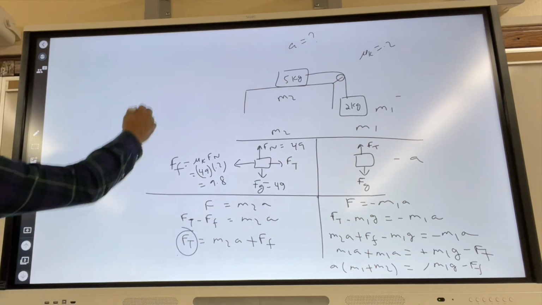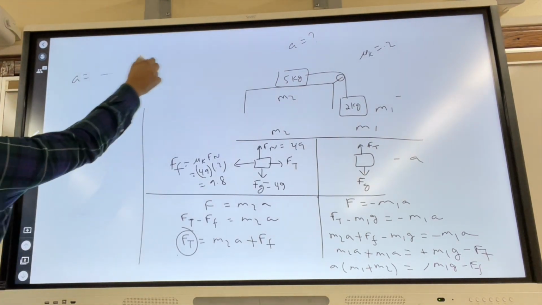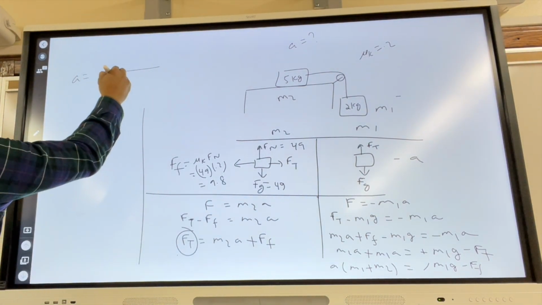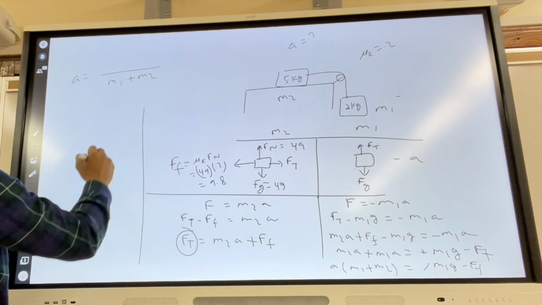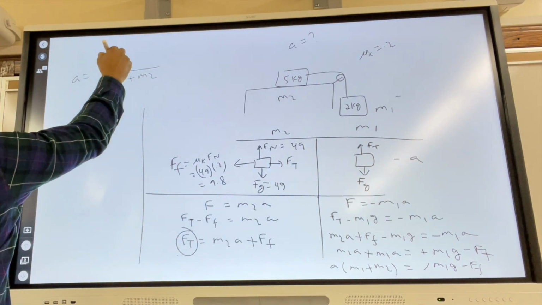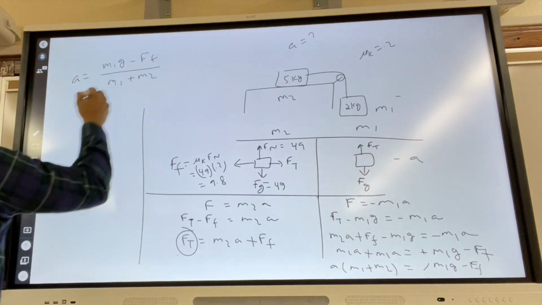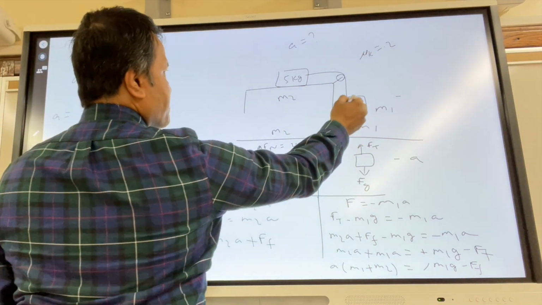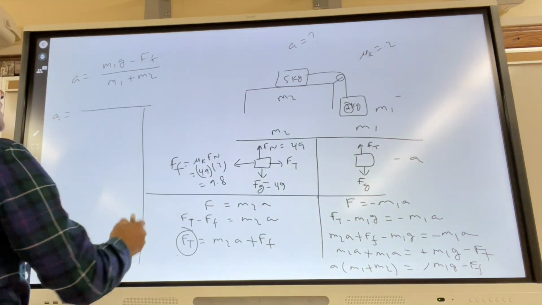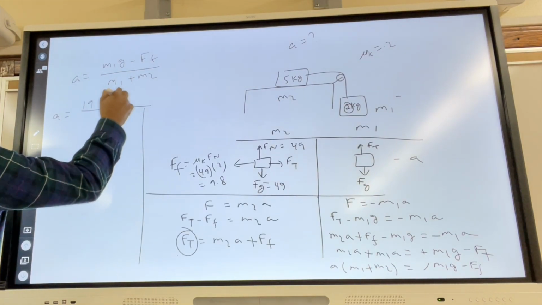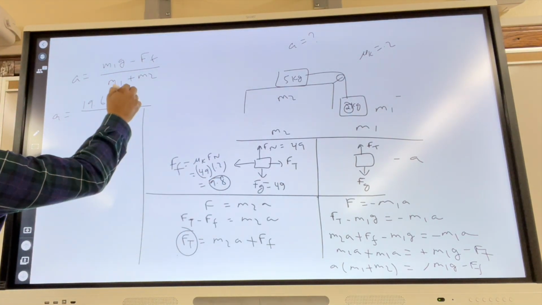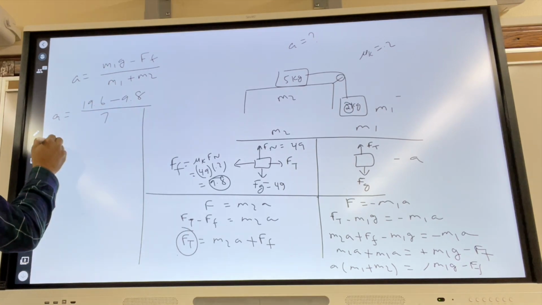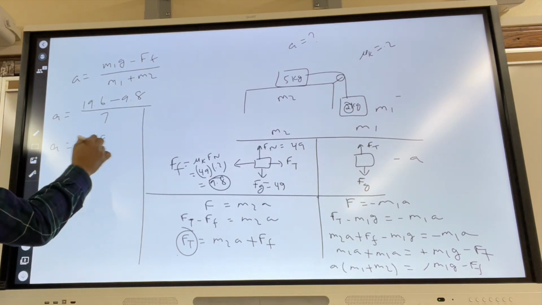All right, so what you get, acceleration is m1g minus Ff over m1 plus m2. So m1g is how much? M1g is 2 times 9.8, so 19.6, minus Ff is 9.8, divided by 7. So acceleration is 9.8 divided by 7.